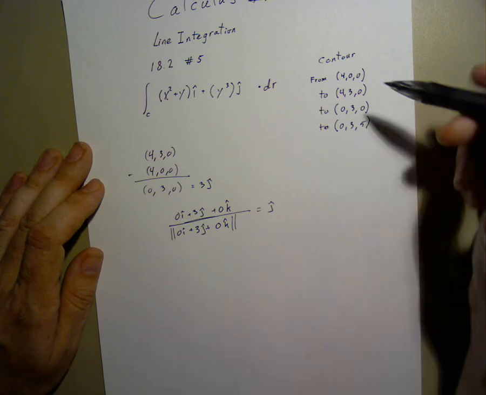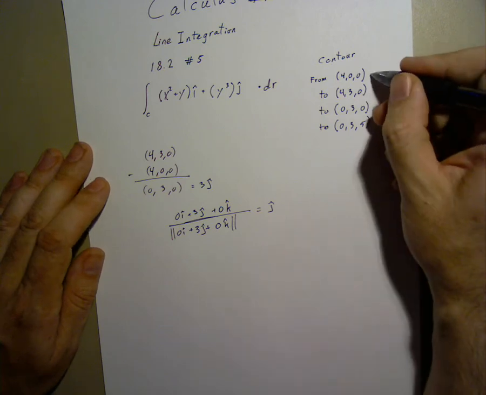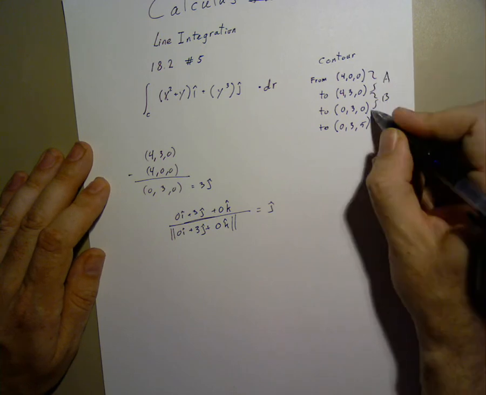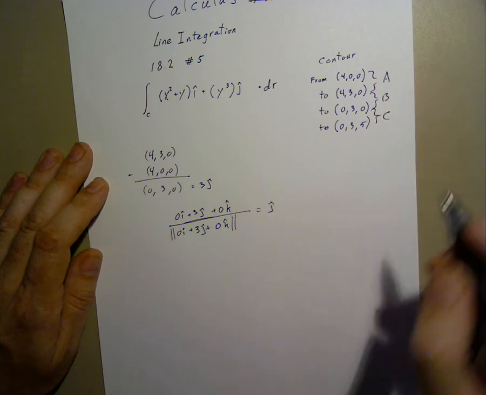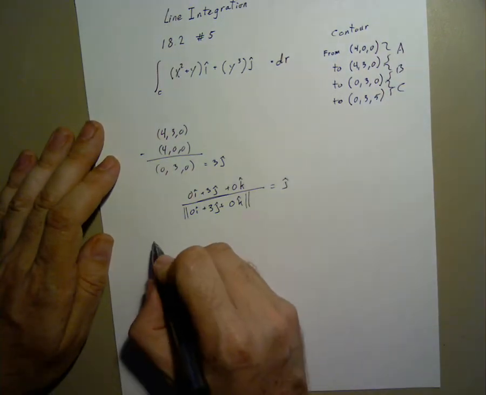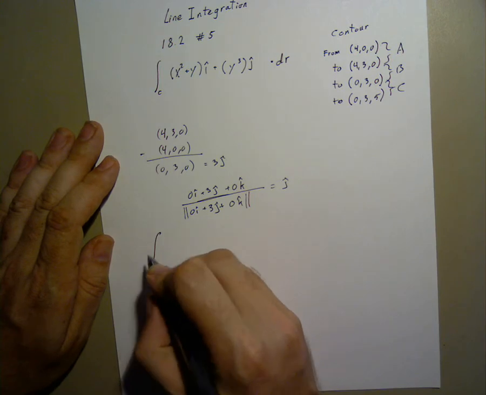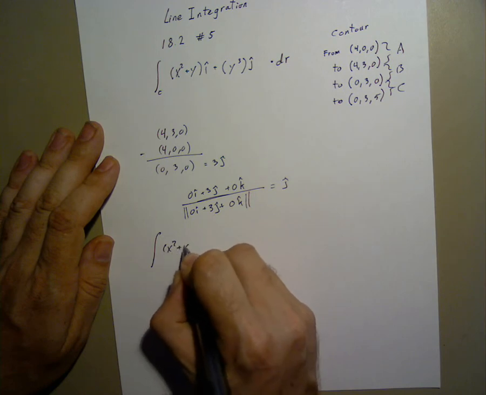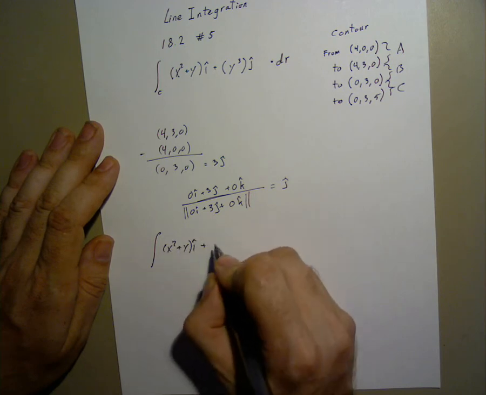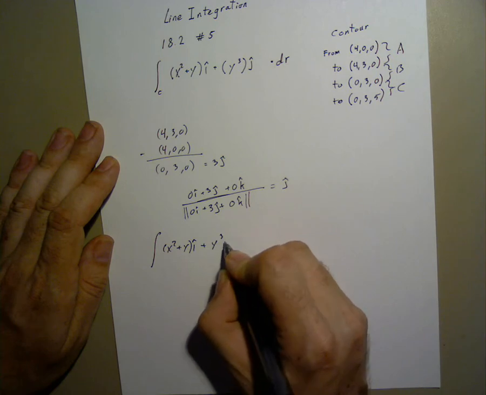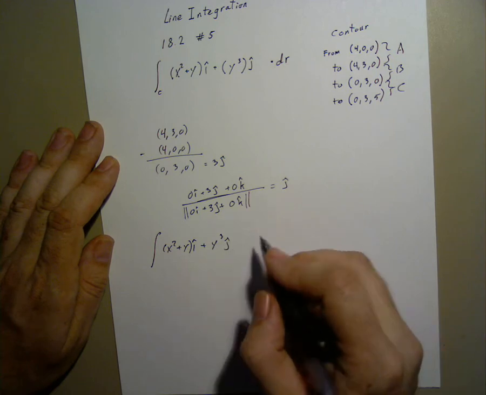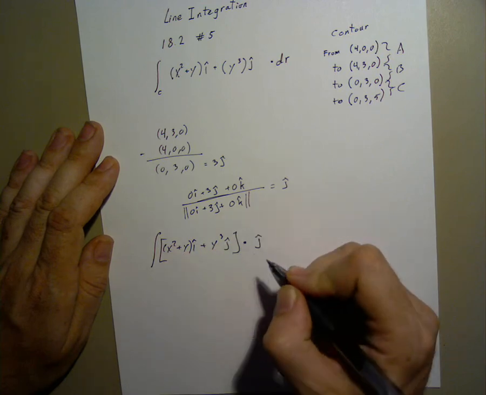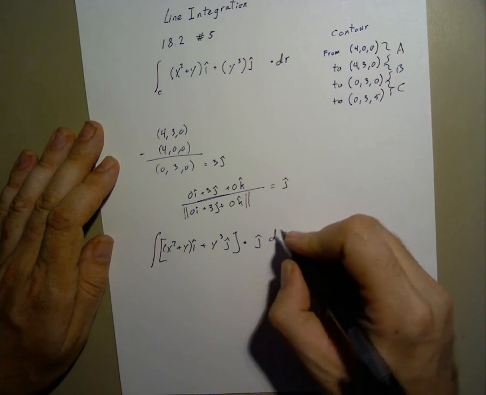So, to integrate along our first two points, I will call this right here A, B, C. For the A integral, I will write our function, x squared plus y i hat plus y cubed j hat, dot j dy.